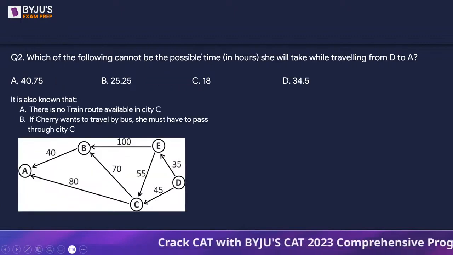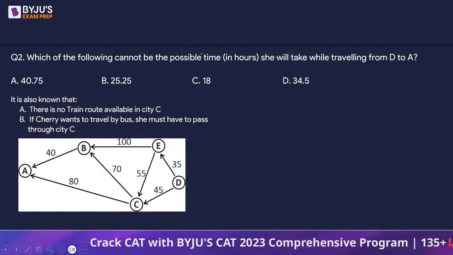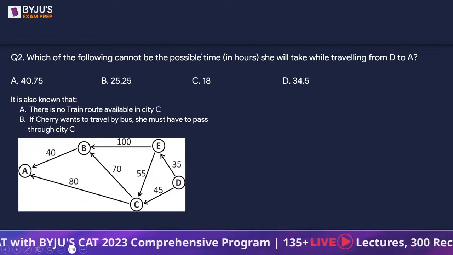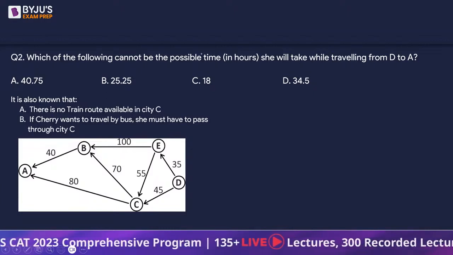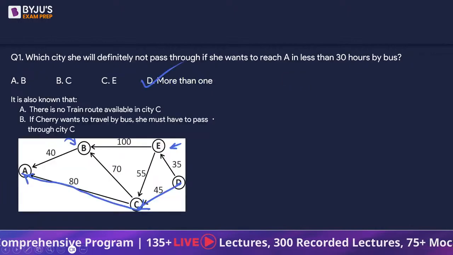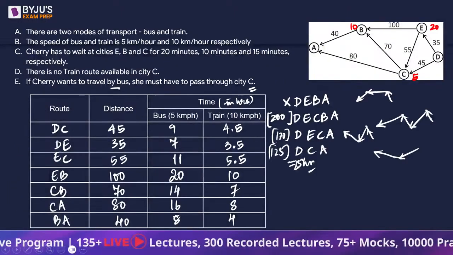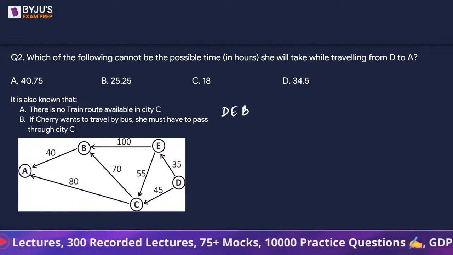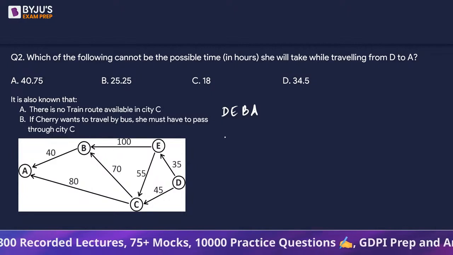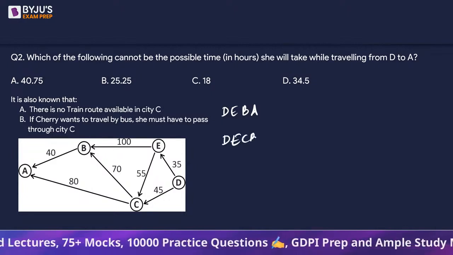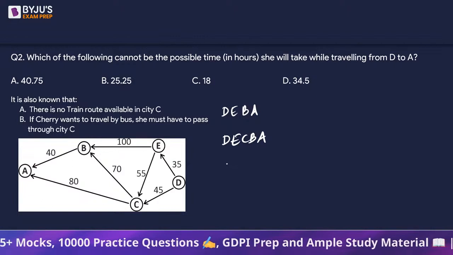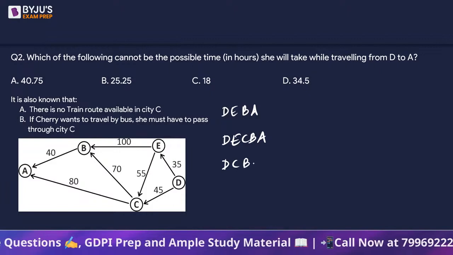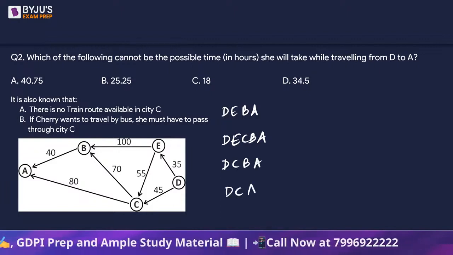Next, which of the following cannot be the possible time in hours she will take while traveling from D to A? ठीक है. So let's look at these were the four routes, right? DEBA. So the first route is DEBA. The next route is DECBA. The next route is DCBA, and the fourth route is DCA.